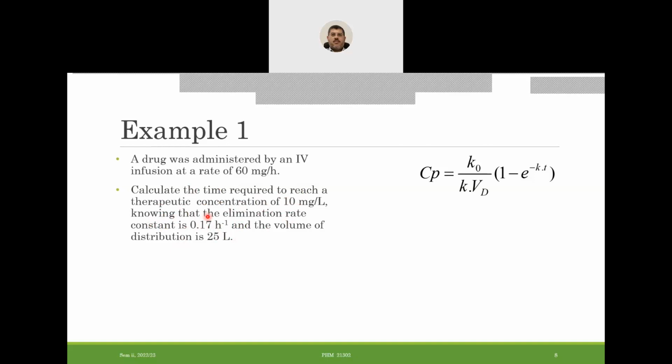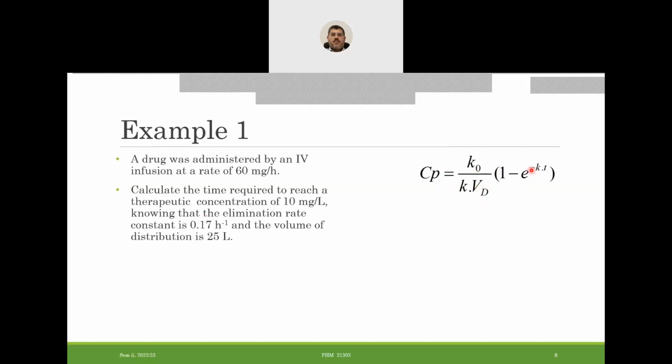Now here we didn't mention anything about steady state. We are just told that we are giving an infusion at a certain rate. Once we start the infusion, the drug plasma concentration will keep increasing. So we want to know, while the infusion is going on, what time it takes to reach a concentration of 10 milligram per liter. Here I don't use the steady state equation. I have to use the full equation.